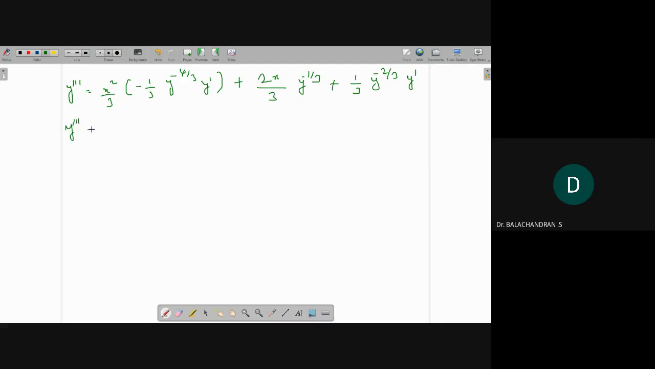Y triple dash is equal to minus x square by 9 y power minus 4 by 3 into y dash, plus 2x by 3 into y power minus 1 by 3, plus 1 by 3 into y power minus 2 by 3 into y dash.